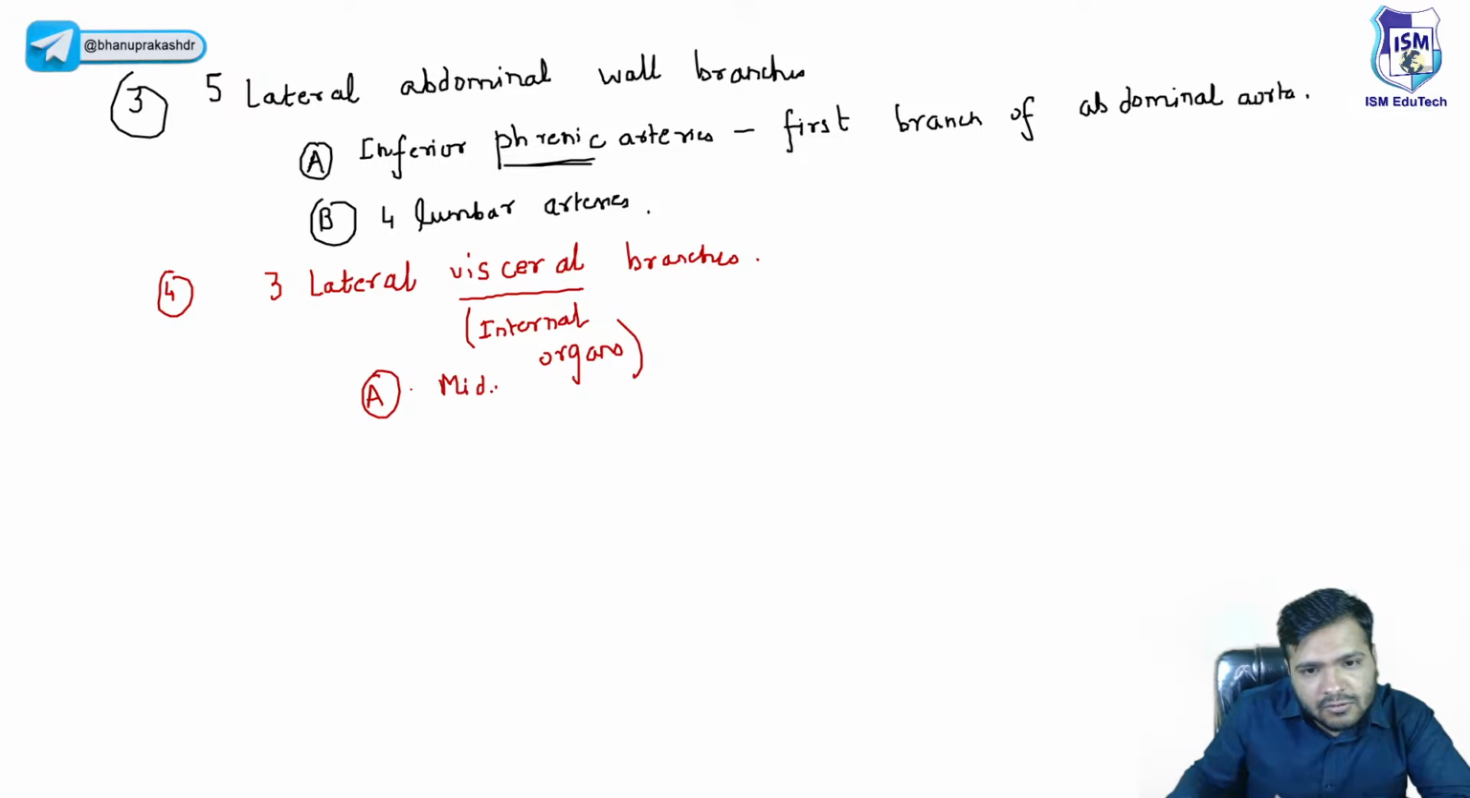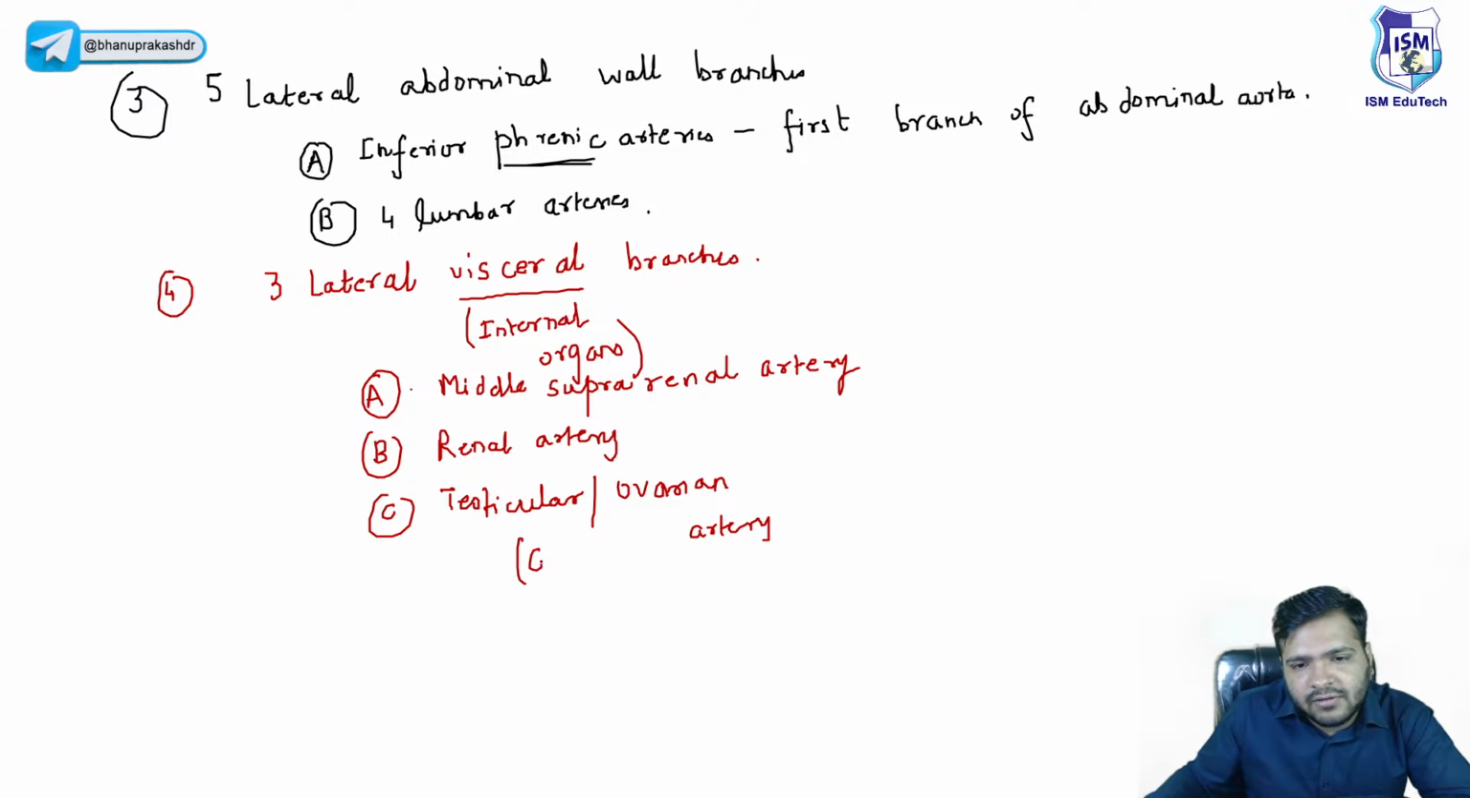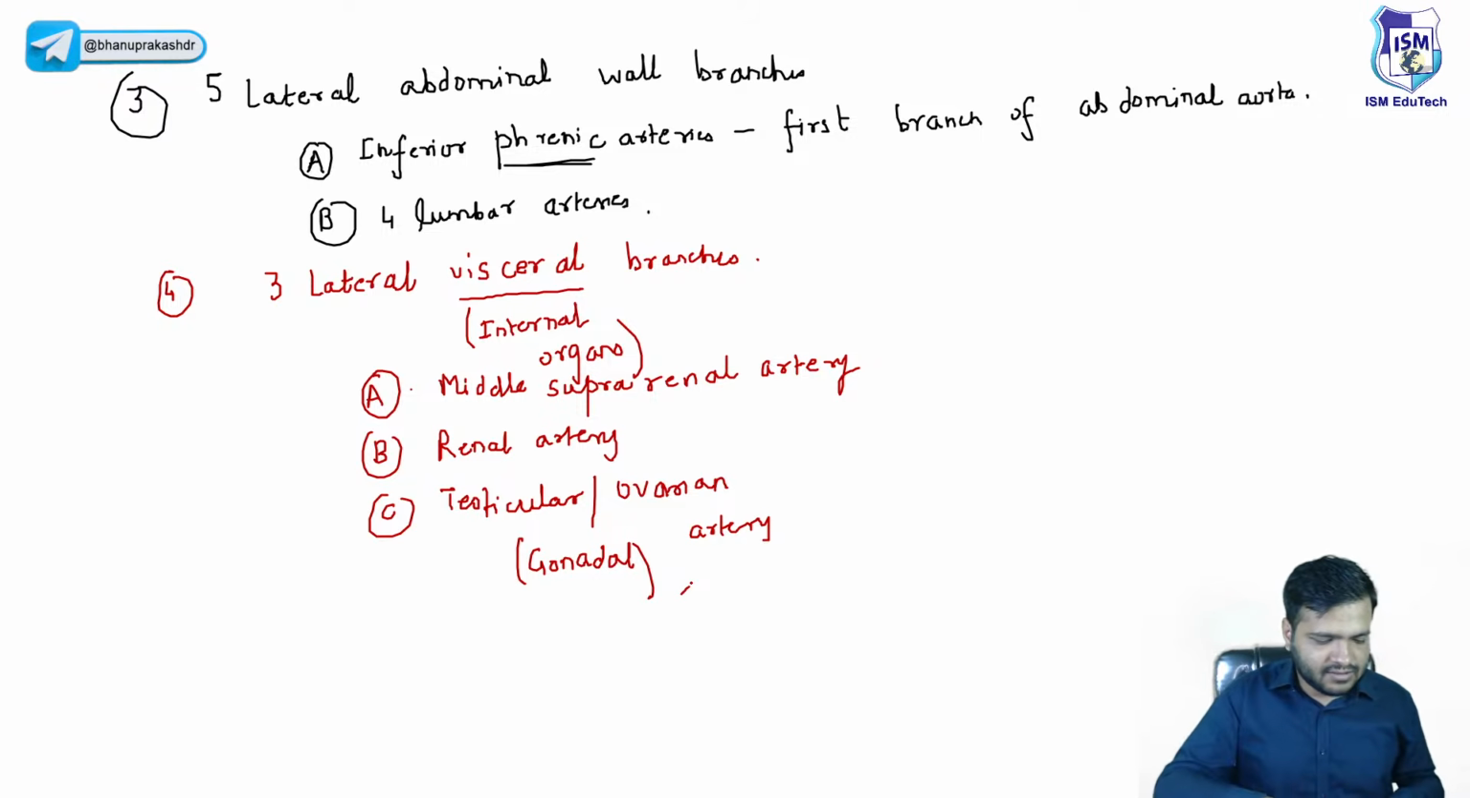We have the middle suprarenal artery, the renal artery, and the testicular or ovarian artery. Sometimes they will say gonadal artery. So gonadal: in males it is the testicular artery, and in females it is the ovarian artery.